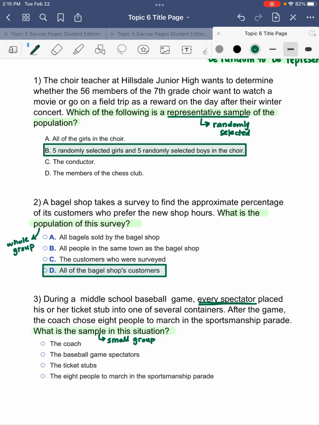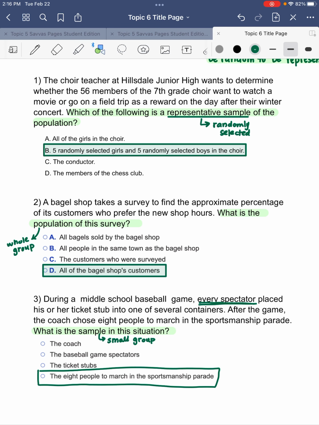So the spectators, every spectator, that's the whole group. That's the population. Okay, so that's not the sample. After the game, the coach chose 8 people to march in the sportsmanship parade. So, the coach is not the sample. He's not the small group. The baseball game spectators, that's the population. That's the whole group. The ticket stubs, that's not it. The 8 people to march in the sportsmanship parade, that right there is the sample.